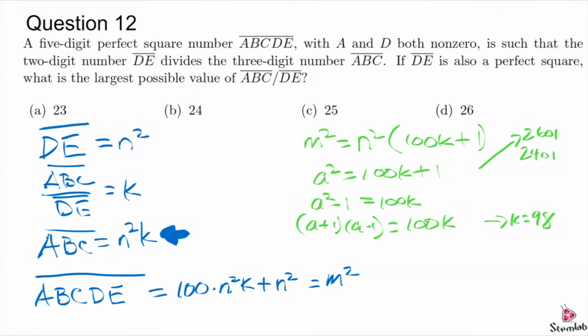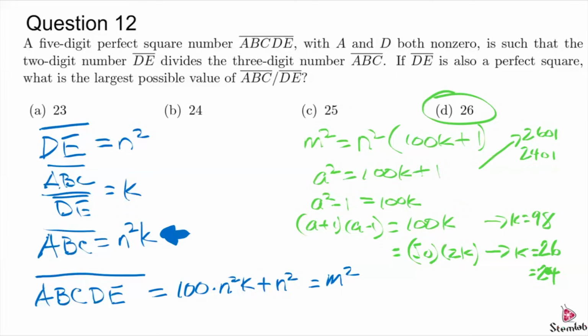So now the question is, how can we split the factors of 100K into something that might be a little bit more appropriate? And one way to do that is to do 50 times 2K, in which case 2 more values of K come up, which is K equals 26, which makes it 50 and 52, or K equals 24. And that's where you can now test 26 and 24 to find out that the answer is 2601, which is 51 squared. So the answer here is D, 26.